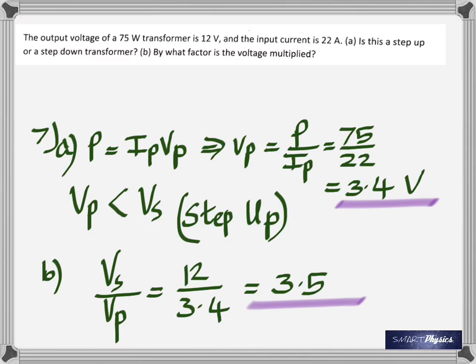And we know that it's a step-up transformer because the voltage on the primary is only 3.4, but in the secondary is 12. It is a step-up transformer because the secondary voltage is greater. And then by what factor is the voltage multiplied? Just take the ratio. 12 divided by 3.4 gives you 3.5.